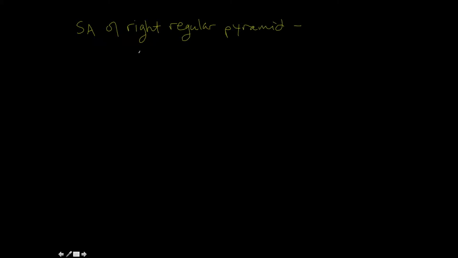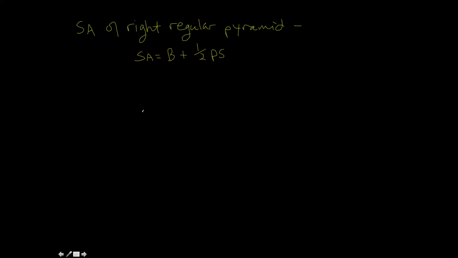Okay, and so that formula is SA equals the area of the base, B, as always, plus 1/2 times the perimeter and times the slant height. Okay, and the slant height is basically the altitude of the triangles that make up the pyramid.